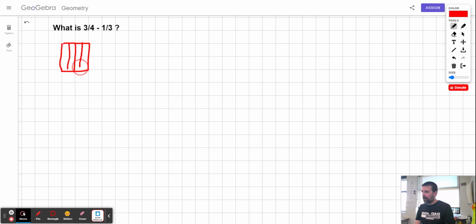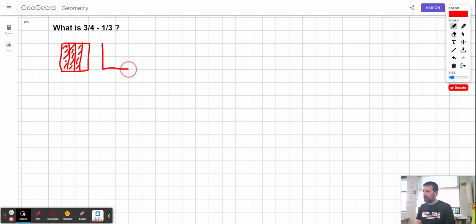Okay, so here's my 3/4. So I'm just going to shade that. And again, you can use a highlighter, you can use different colors, you can just cross hatch it, whatever floats your proverbial boat. Okay, so here's my 3/4. And then on this side, I'm going to put my 1/3.